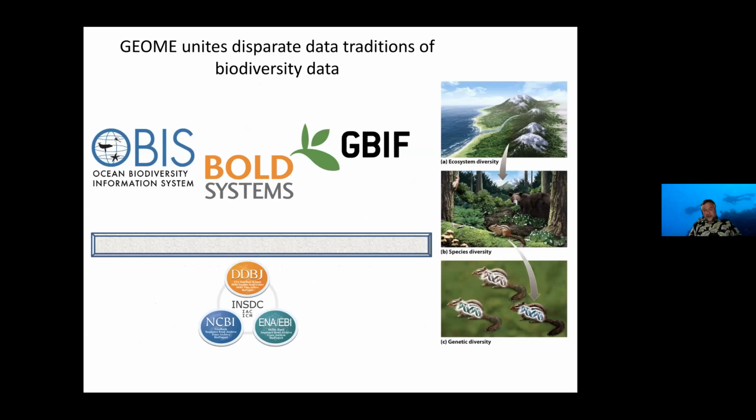And so just to zoom out and see where Geome fits, there's a great tradition. I think the genetic community was one of the first to have a tradition of publicly archiving genetic data. And so the United States, European, and Japanese genomic databases came together in this INSDC collaboration. And there's also been a fairly good tradition of archiving species occurrence and ecosystem level data in databases like GBIF and OBIS and Barcode of Life.